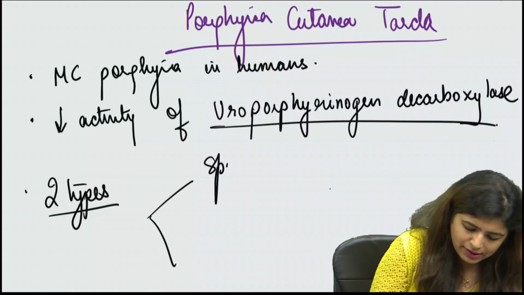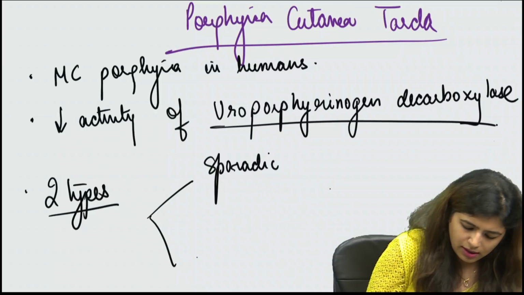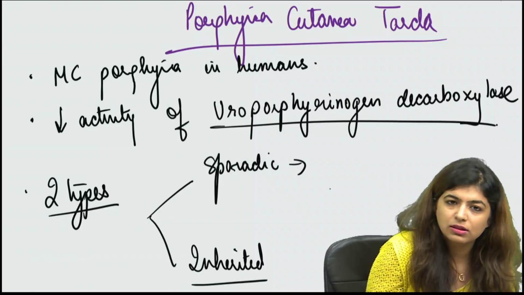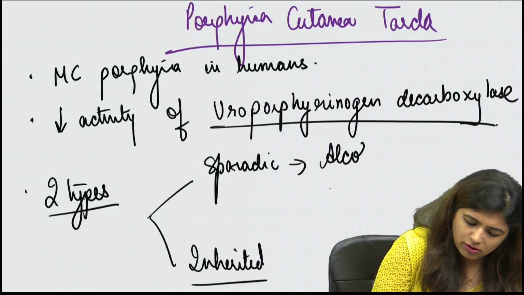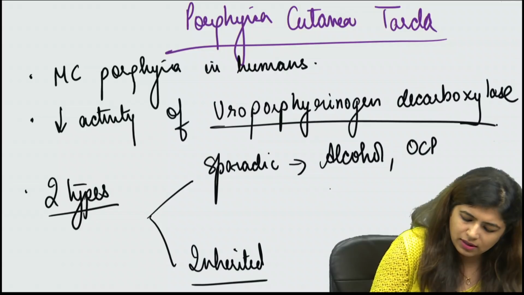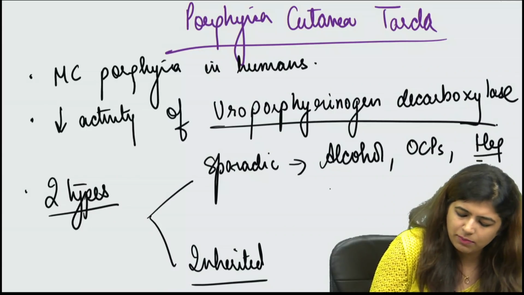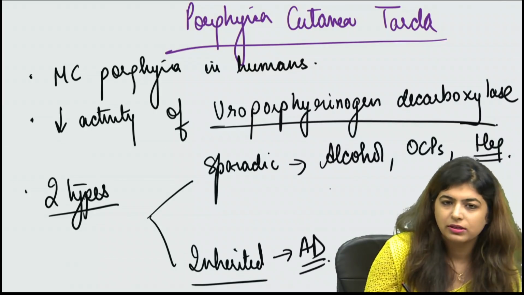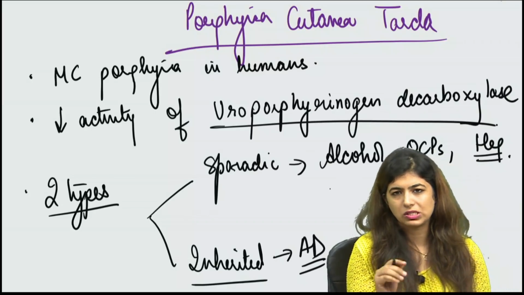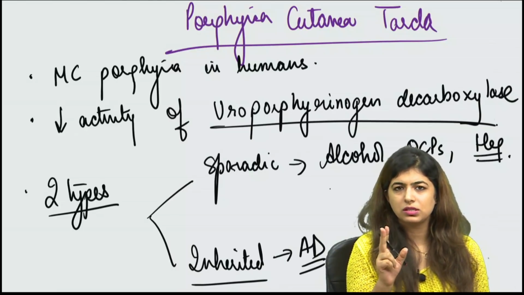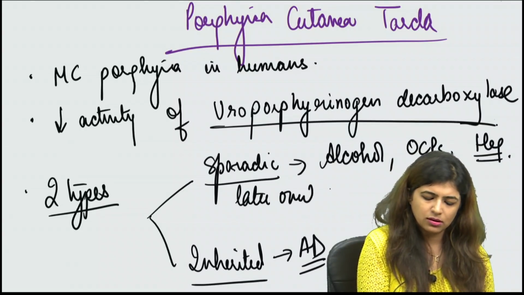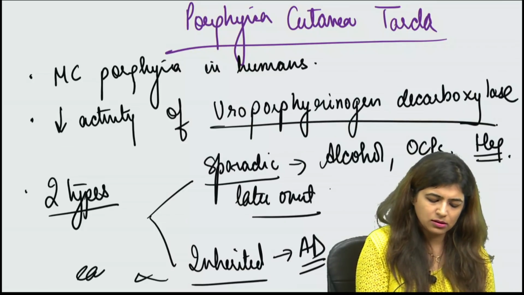One is the sporadic and the other is inherited. Sporadic generally happens in those who ingest a lot of alcohol or have taken OCPs or have hepatitis infections. Inherited is autosomal dominant. Generally there is a family history present. So these are mostly the two types of PCT that you need to remember. The sporadic one has later onset, while the inherited has early onset.